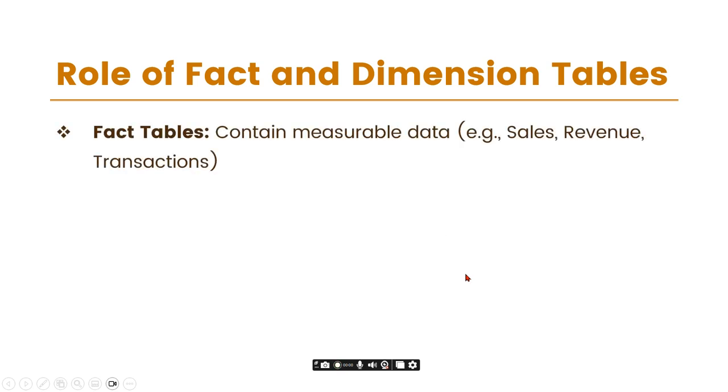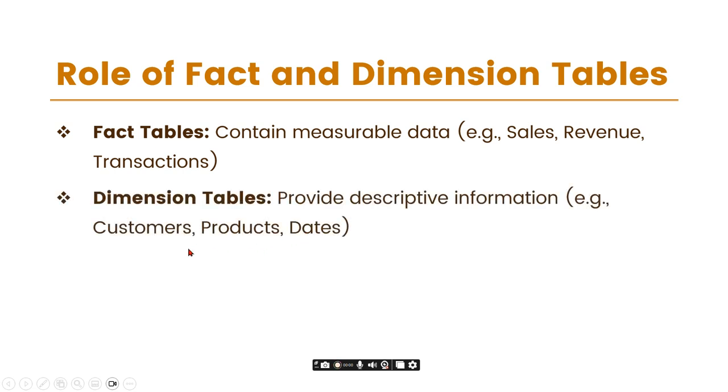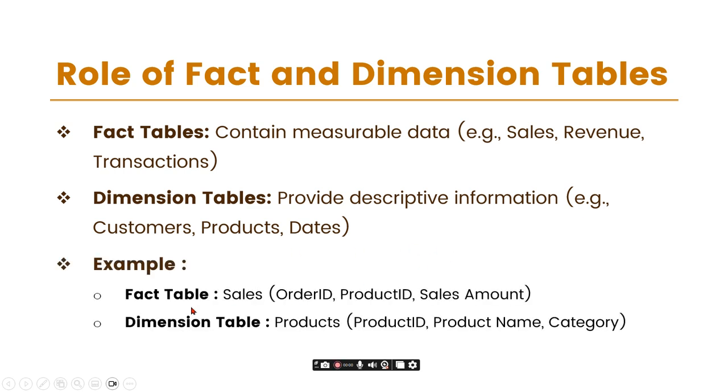Let's learn about the role of fact and dimension tables in data modeling. What are fact tables? Fact tables contain measurable data, like sales, revenue, or something like that. And a dimension table is always about descriptive information, like customers, products, names. An example of a fact table: a sales table with order ID, product ID, sales amount. A dimension table gives descriptions, like product name, category, something like that.